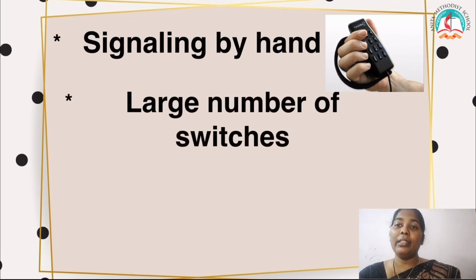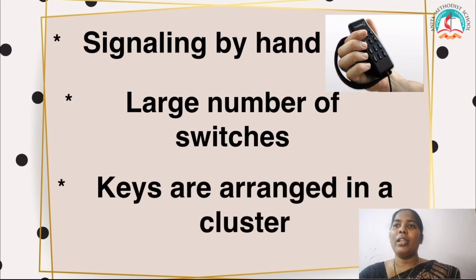And then here it has a large number of switches like a keyboard. In a keyer we have a large number of keys, 4 to 50 keys, but all will be in a cluster. There is a difference between keyboard and keyer. From the name you can understand. What is the difference between keyboard and keyer? Yes, keyboard has a board, but keyer does not have a board. Super children.